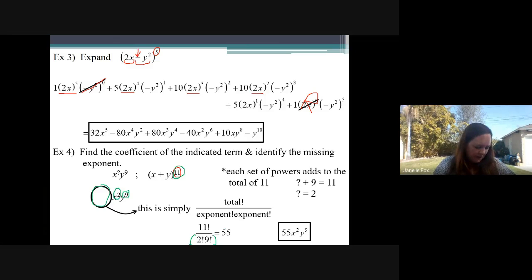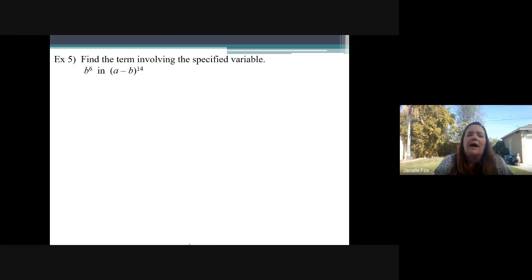Okay, we are jamming along on our examples here. We're on example number 5. This guy says, find the term involving the specified value. So we're wanting the one that has b to the 6th in it. Okay, so it's actually only a teensy little bit, slightly more difficult question than the one before. So if we have a b to the 6th, what does that mean that a is going to be to? Okay, so if you have, P.S., it is a negative b to the 6th.